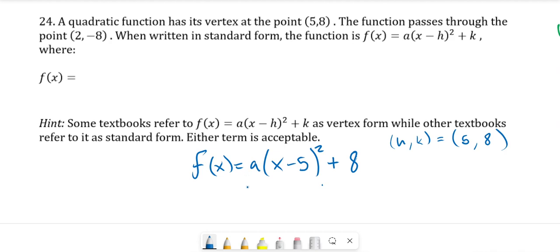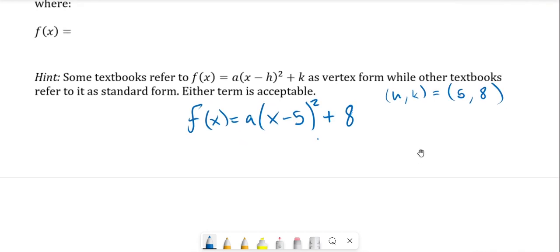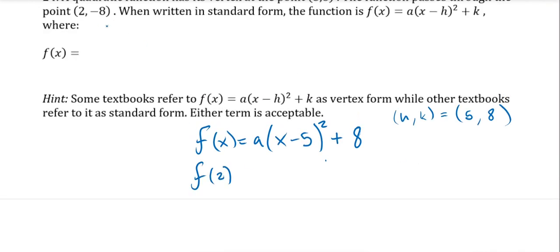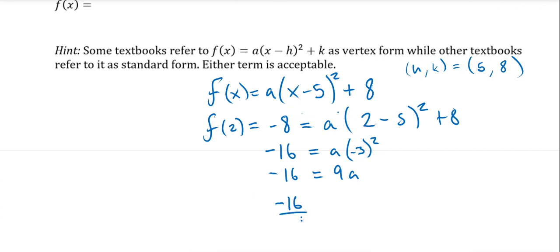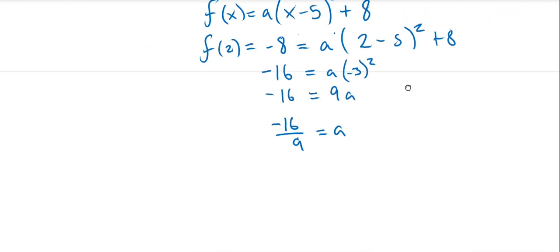Now, the only thing we don't know is what this a should be in order to make that happen. If we plug in 2 into this equation, we will get minus 8. And so let's see what that looks like when we plug in 2 into the form of the equation. We'll have a times 2 minus 5 squared plus 8. Now, if I bring this 8 over, I'll get minus 16 is equal to a times... this 2 minus 5 is negative 3, but squared, that's going to be 9. So we find out that we're going to need negative 16 over 9 for a value of a. And that was the only parameter left that we had to figure out.